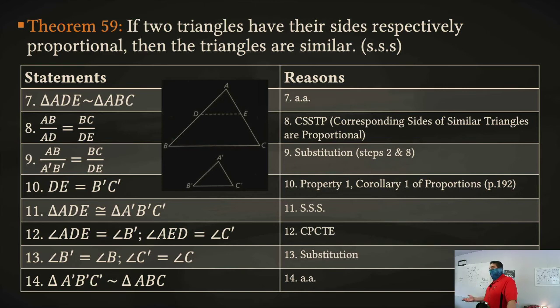All right, so through substitution of steps 2 and 8, we're allowed to say step 9, which basically allows us to plug in A prime B prime for AD. Then DE must equal B prime C prime by property 1 corollary 1 of proportions on page 192. This means that ADE is congruent to A prime B prime C prime. And so since those two are congruent, angle ADE is equal to angle B prime, angle AED is equal to angle C prime by CPCTE. Then by substitution, angle B prime must equal angle B, angle C prime must equal angle C, and we have similar triangles by AA.